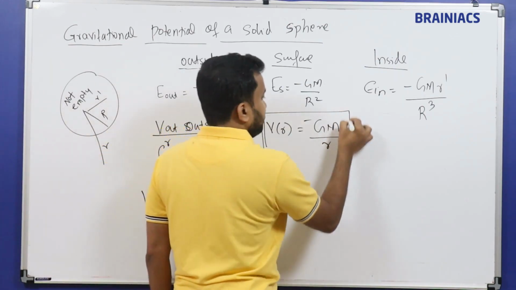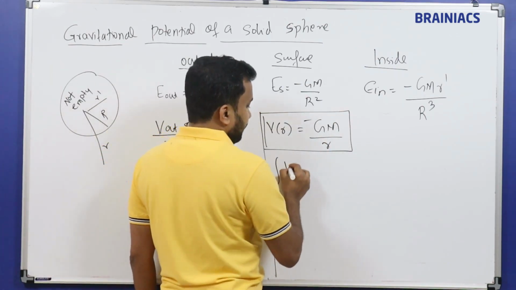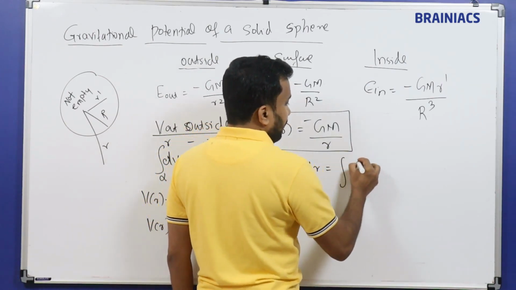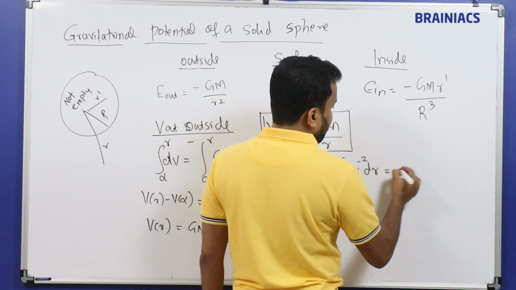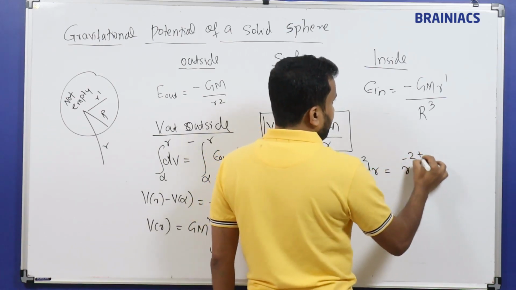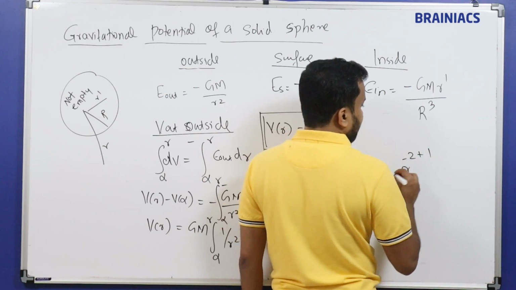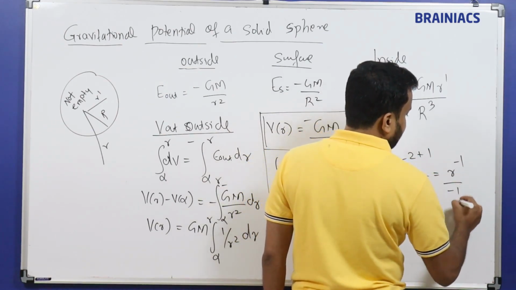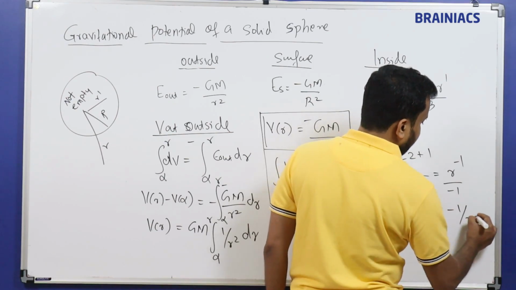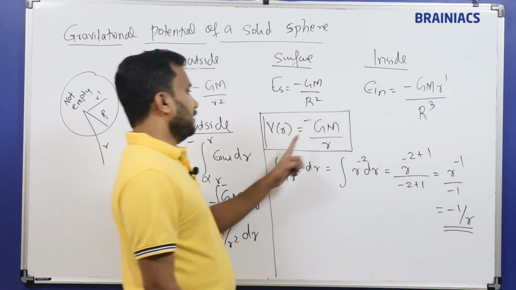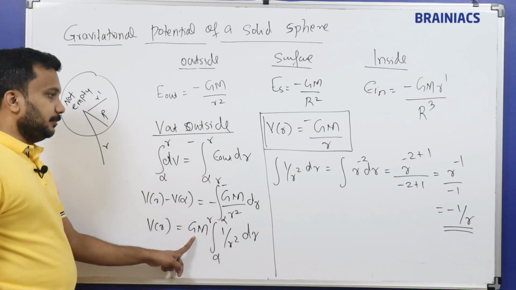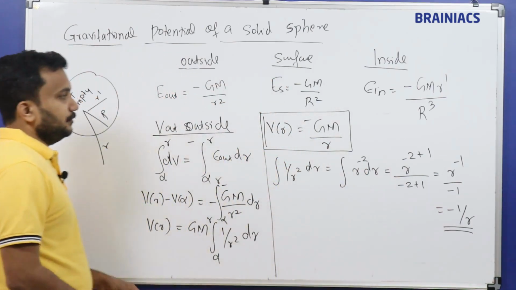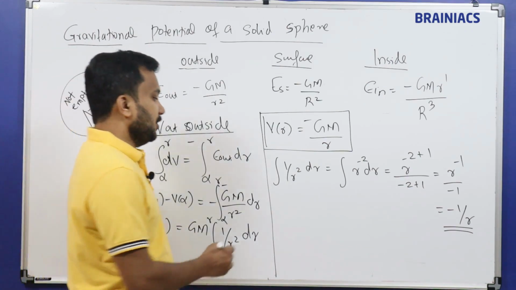So just before we have seen, let me write, integral 1 by r square into dr equal to integral r power minus 2 into dr, which is equal to x raised to n plus 1 divided by n plus 1. So r power minus 1, which is equal to minus 1 divided by r. So what we got, minus GM will be here, and the integral becomes minus 1 by r. So V of r will be equal to minus GM by r.